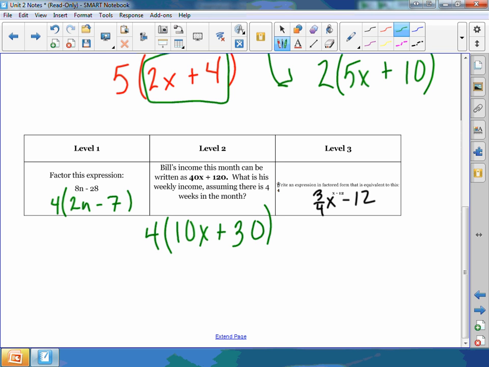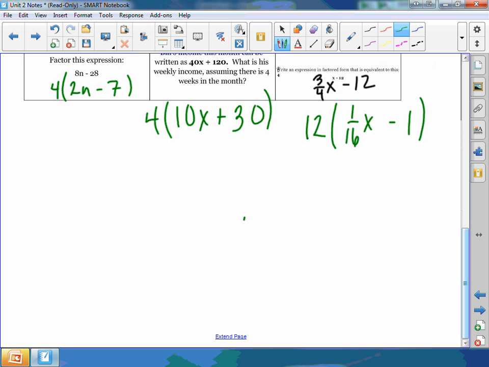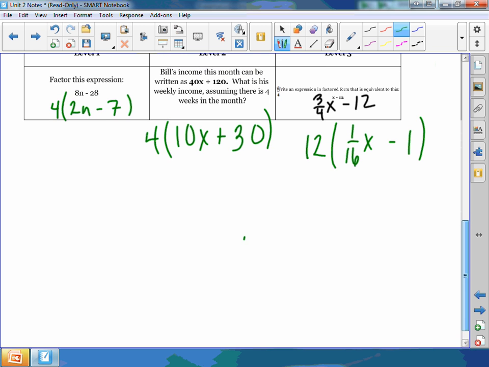Now, level 3. You could factor this a couple of ways. Anybody want to share how you factored it? Joey? Anybody do that? I don't think I saw that in any other place. That's good. Give me another way to factor this. Another way to factor this. Jesse?